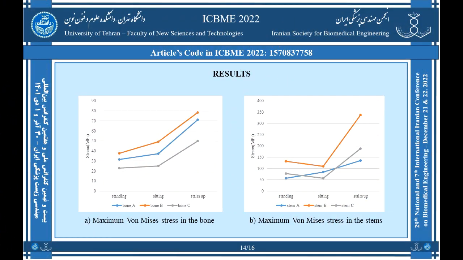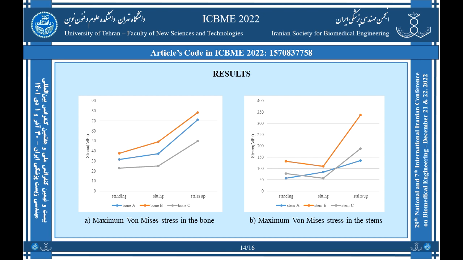Here we have two comparative graphs that show the maximum values of von Mises stress in stems and bone. According to graph A, the bone bears more stress in the positions of stairs up, sitting, and standing, respectively. As you see, stem B produced more maximum stress in the bone than the others. Next, stem A, and then C.